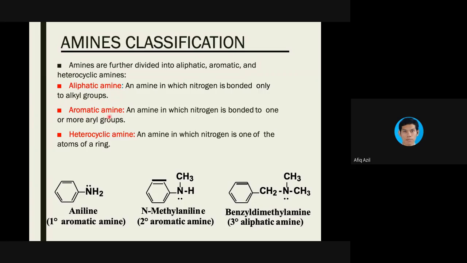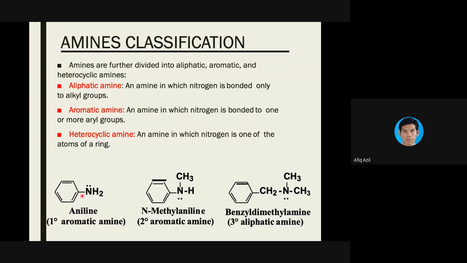So then aromatic amine, an amine in which nitrogen is bonded to one or more aryl group. So example of aryl groups will be benzene ring. And then heterocyclic amine, an amine in which nitrogen is one of the atoms of a ring. So that means the N is part of the ring.